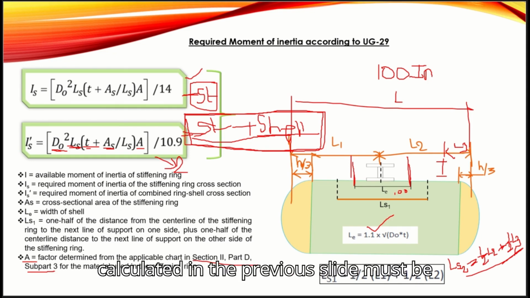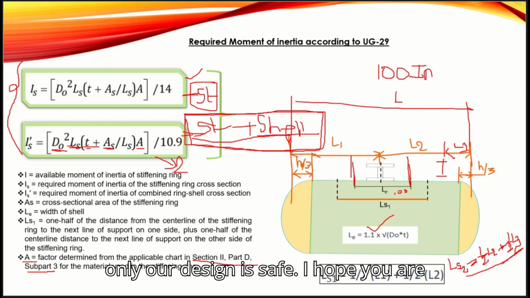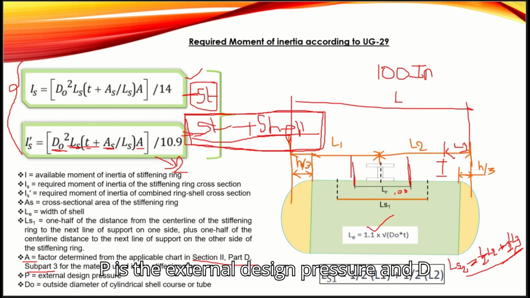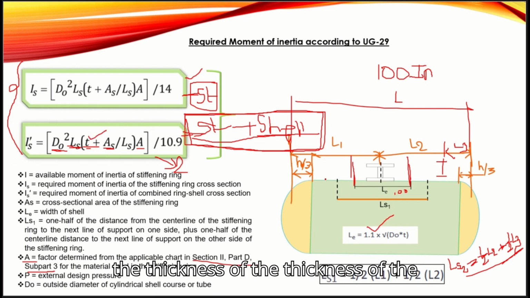Whatever the available moment of inertia we calculated in the previous slide must be greater than the required moment of inertia. So then only our design is safe. I hope you are getting my point. P is the external design pressure, D naught is the outside diameter of the cylindrical shell or tube, and T is the thickness of the shell.